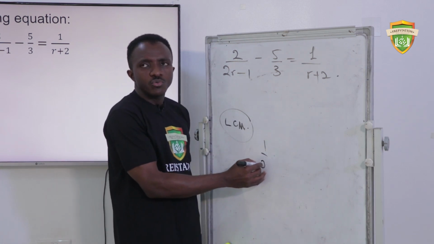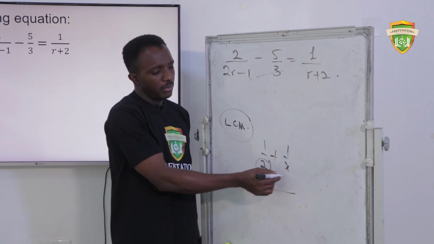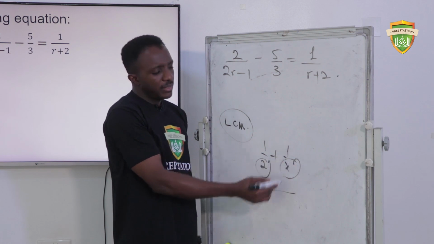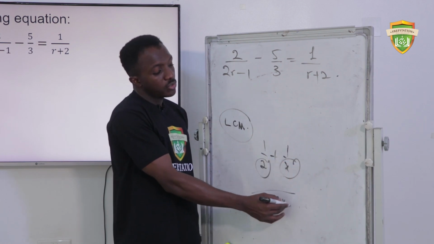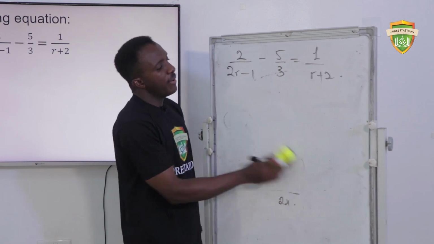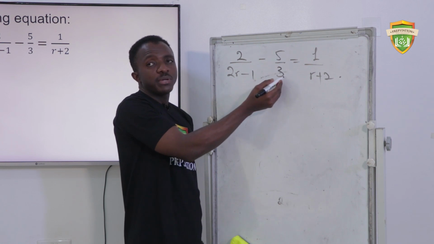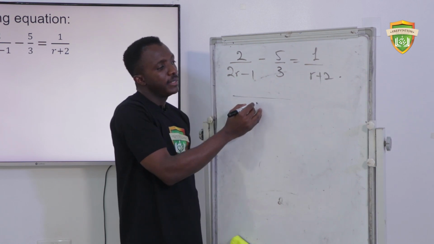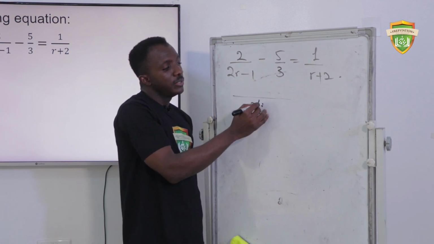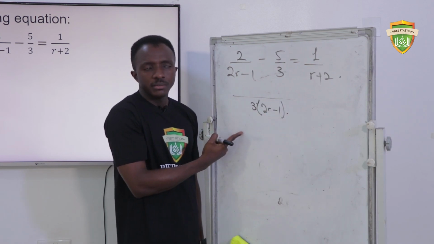If I have 1 over 2 plus 1 over x, look at this. 2 is a number, x is a letter. The LCM would be 2 times x, that's 2x. So that's similar. Here we have 2r minus 1, and then we have 3. LCM here is 3 times 2r minus 1. Can you see this? Yes.